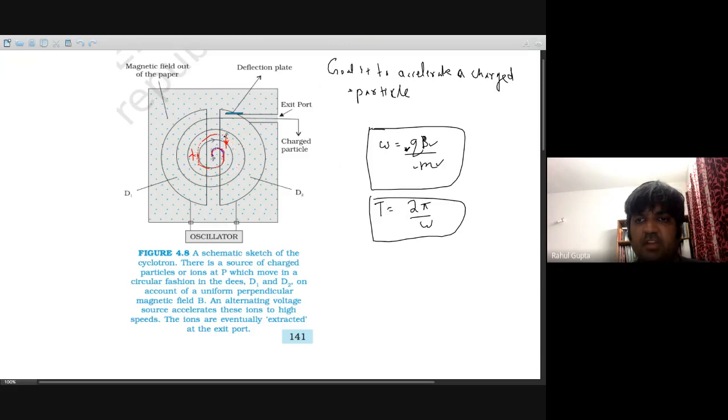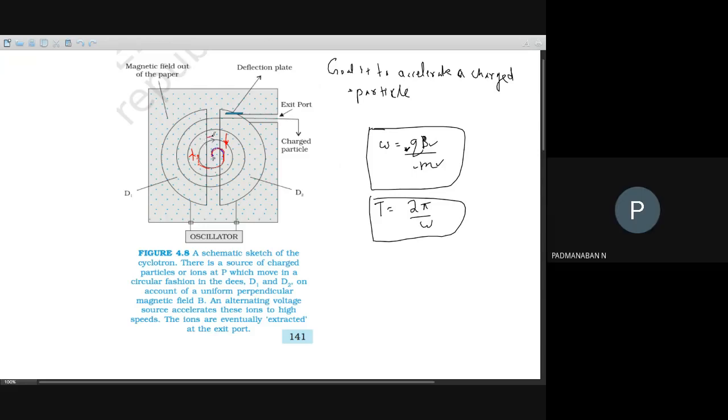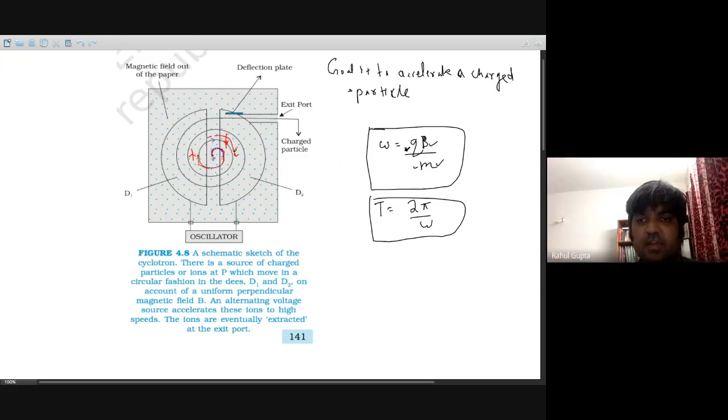Now when it reaches here, let's say here, again you can't have this electric field if you want to accelerate it. What do you need to do now? Again, switch the electric field. Yes or no? Yes, sir. This time again, if you switch the electric field, it will be accelerated.